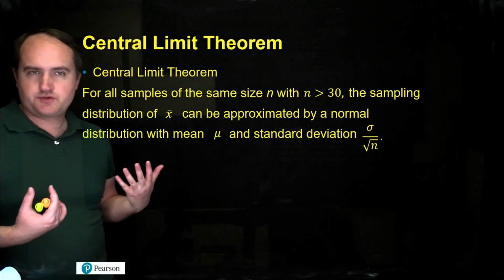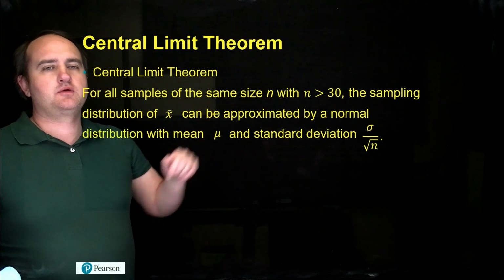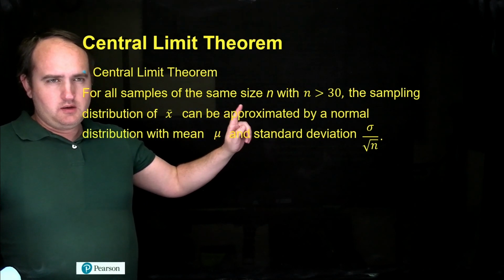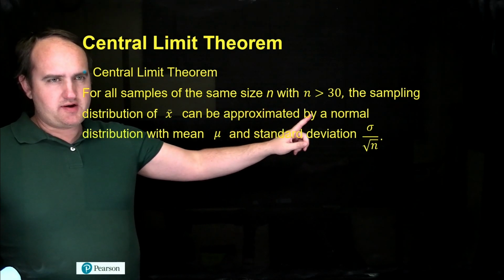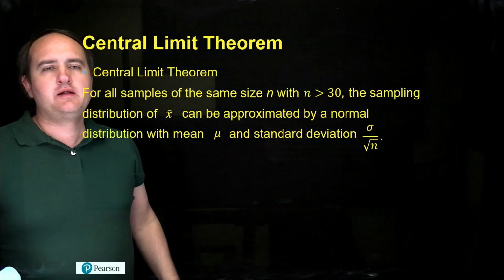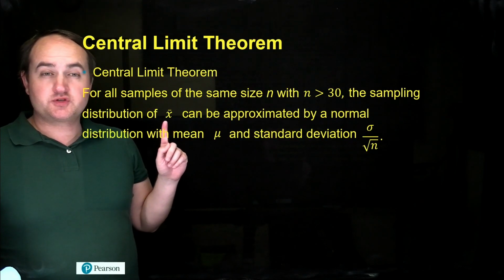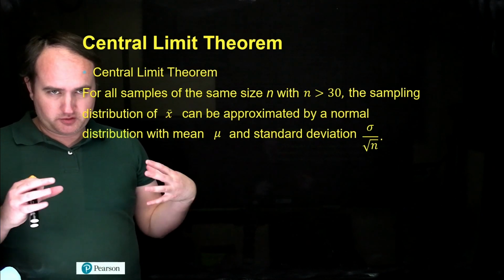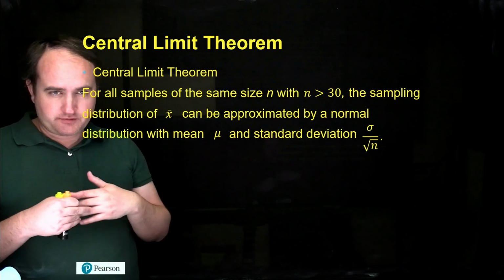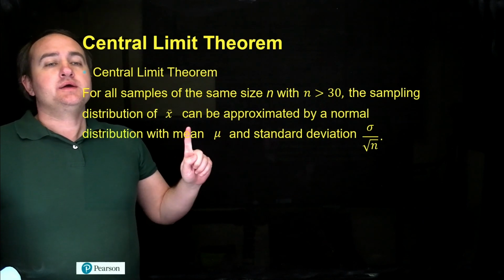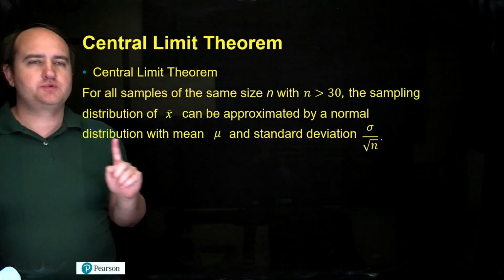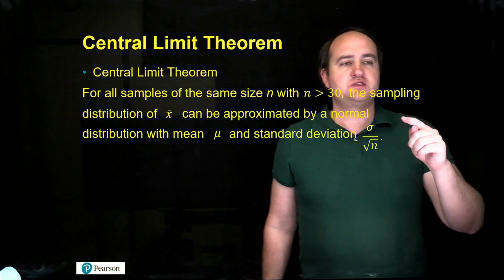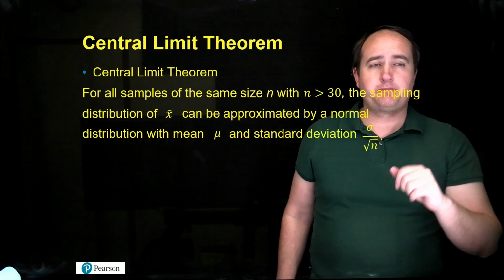Okay, so what is the Central Limit Theorem? The Central Limit Theorem says that if you have a sample of some size n, where n is greater than 30, the sampling distribution of your sample mean x bar, remember x bar is just the mean for your sample, so the average of all your data values, can be approximated by a normal distribution with mean mu and standard deviation sigma over the square root of n.